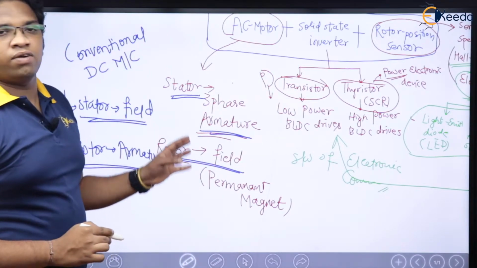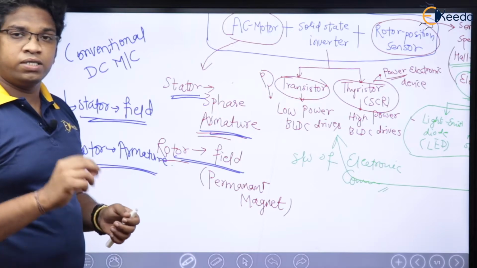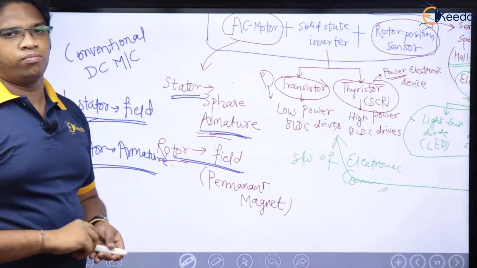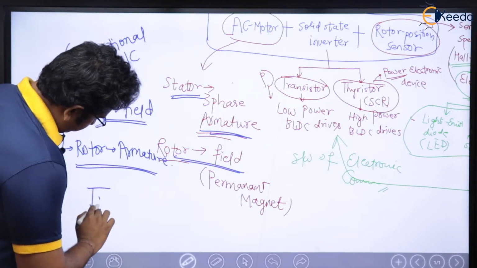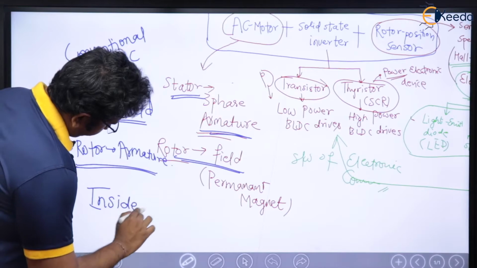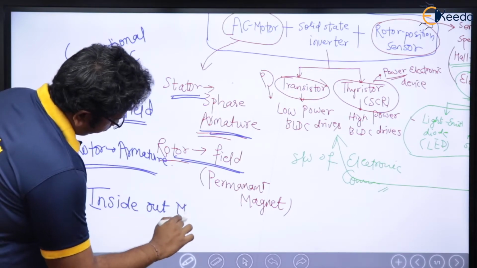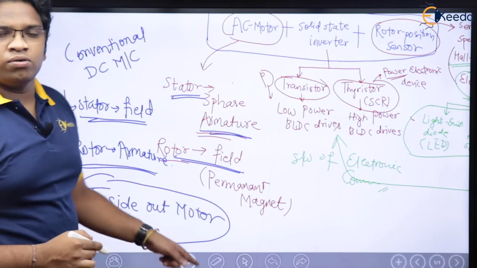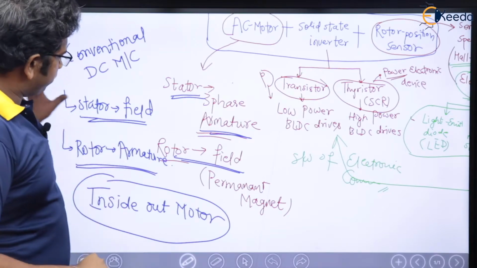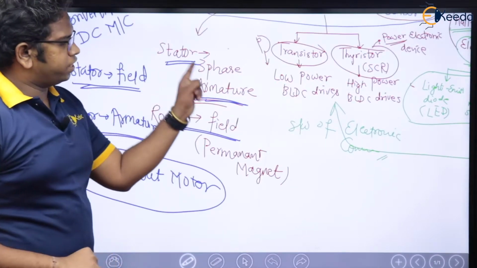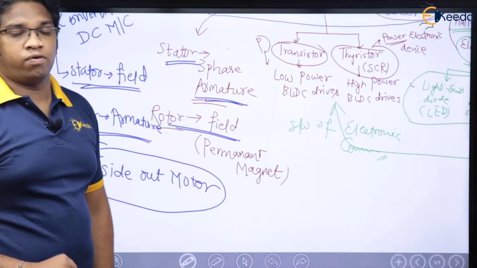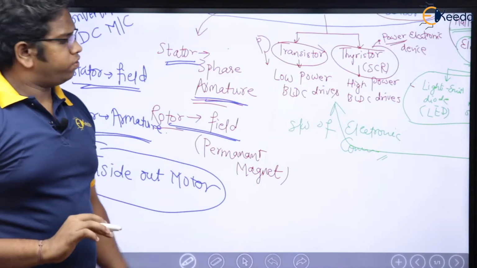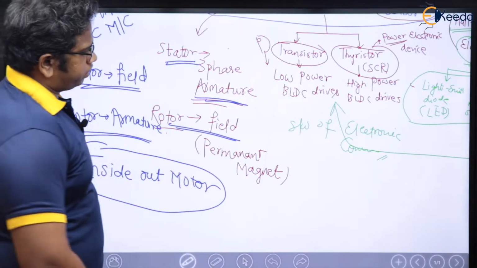So things are reversed, and this is the reason we call the BLDC motor an inside out motor. The BLDC motor is also called an inside out motor. For you, what is important? You just need to understand this point, that the stator is going to have the armature and the rotor is going to have the permanent magnet. We will talk about it gradually, don't worry.